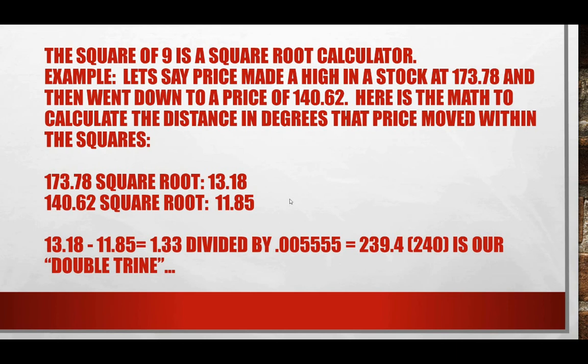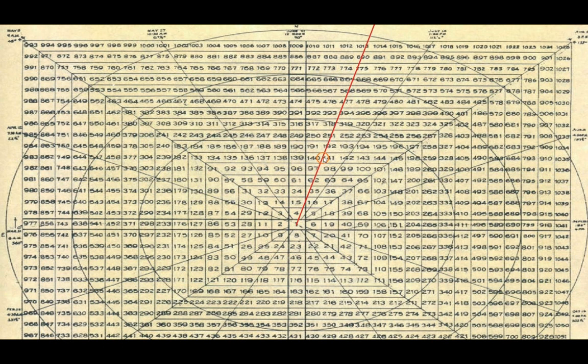We want to find this number on the square of 9. It's right there, 140.62. It's between the numbers 140 and 141. If we draw an angle from the number 1 and we draw it up, which is what we've done here, we can say that price stopped on our square of 9 angle of 101 degrees. See, this is our 90 degree angle. This is a 112.5 degree angle. And we're about midway in this. It calculates to 101 degrees.